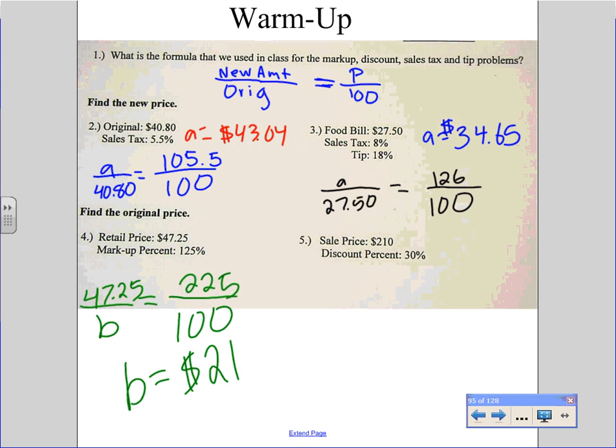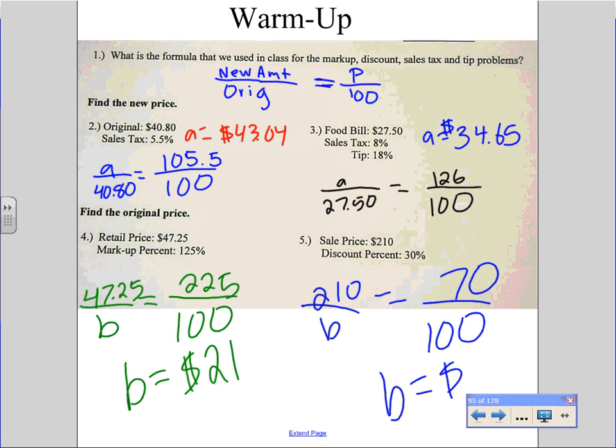Okay, number 5, Abigail, what's the proportion that you used? It's a discount. That's okay. So can you just correct, not the answer, but what should the P value be since it's a discount? Good, it should be 70. Greta, what did you get for your answer? Good job. Number 5, the discount percent is 30%. So it tells you right here there's a discount. And you need to find the original price. I guess it's worded kind of weird.